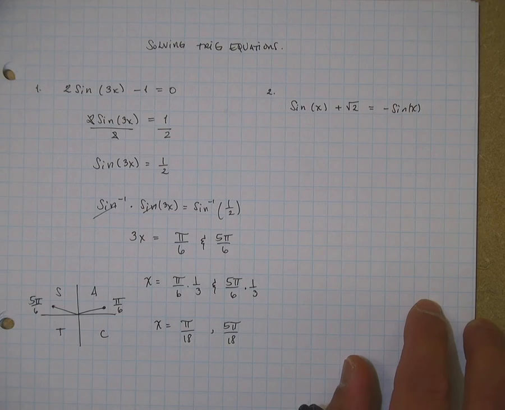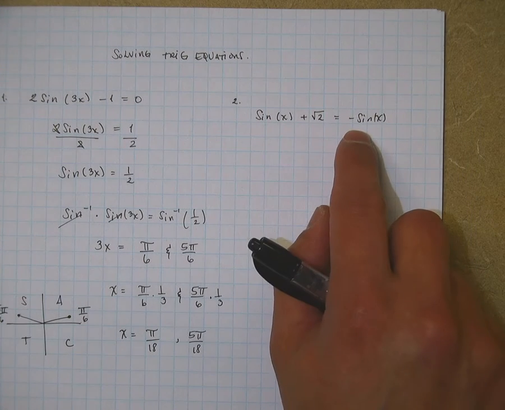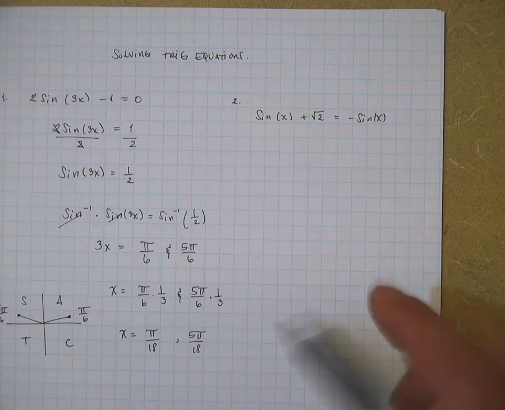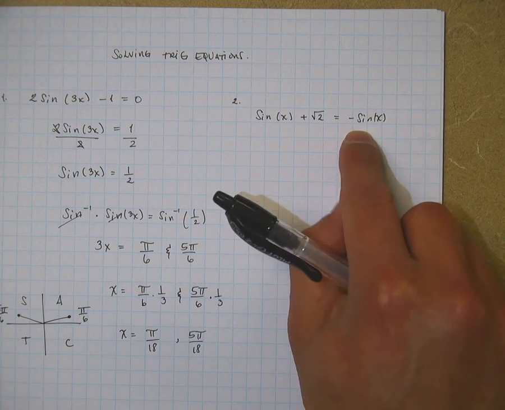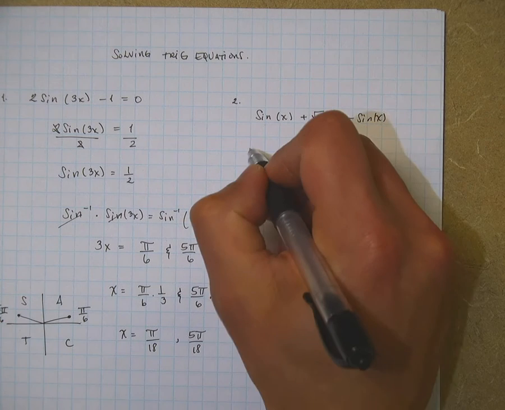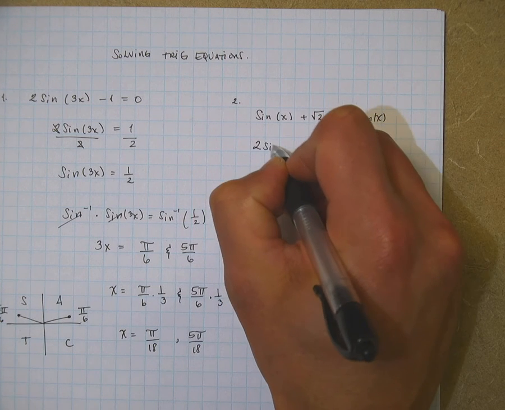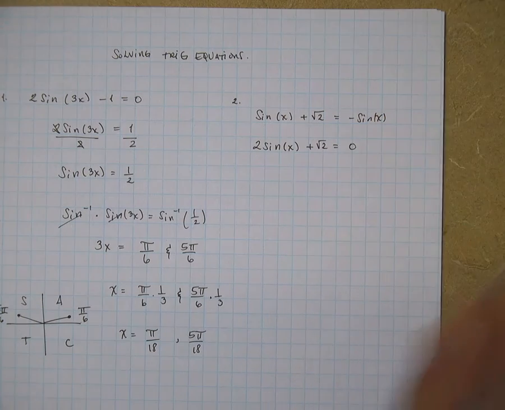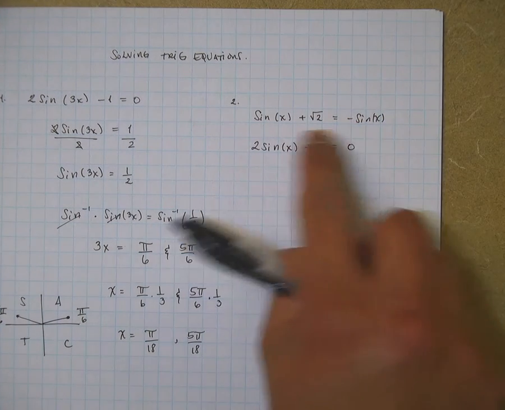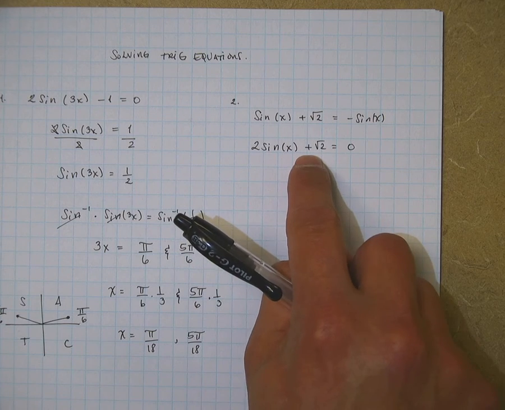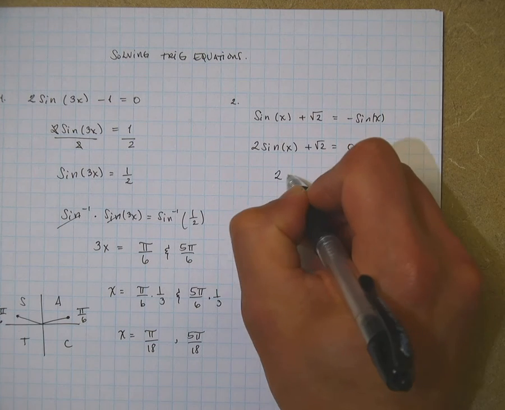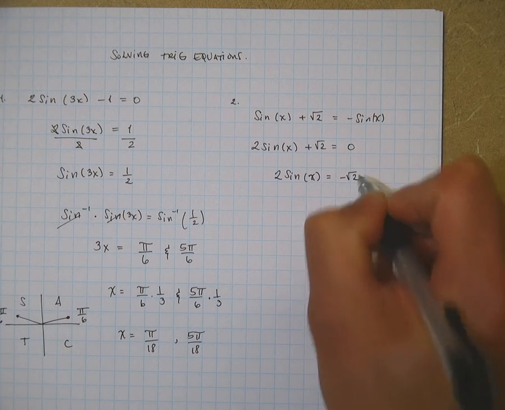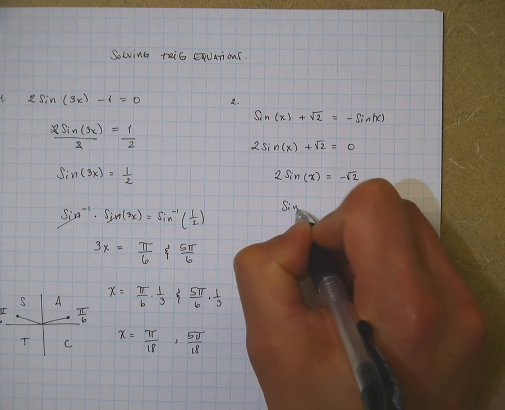Let's go ahead and do another one real quickly. For this one, I'm going to bring the negative sign over so I can combine it. When this negative crosses the equal sign, it becomes positive. So then I'm going to have 2 sine of x plus √2, and there's nothing on the right side. That's just basic algebra. Then the positive square root of 2, take it over to the right, and it becomes a negative square root of 2. Then simple division, divide by 2.